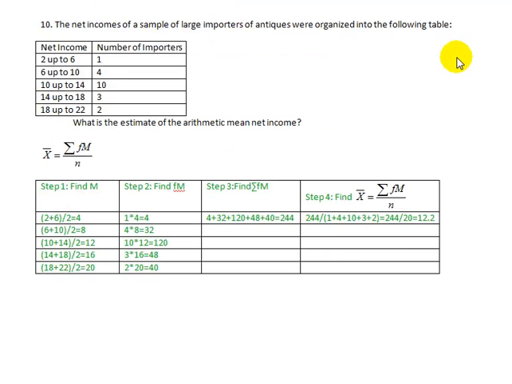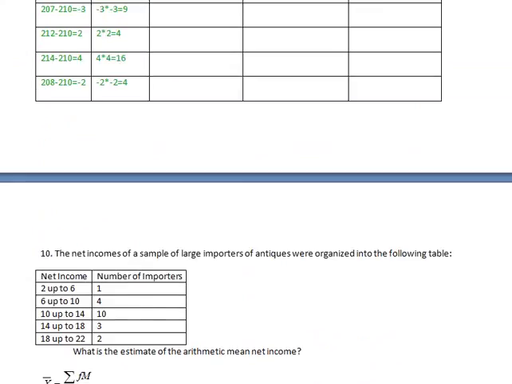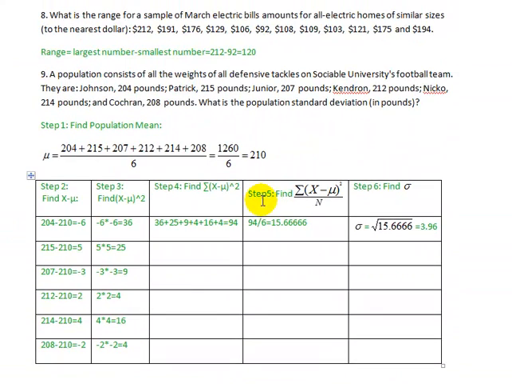Question 10. The net income of a sample of large importers of antiques were organized into the following table. So again, data that look like this, we call ungrouped data. That is a group of raw data.